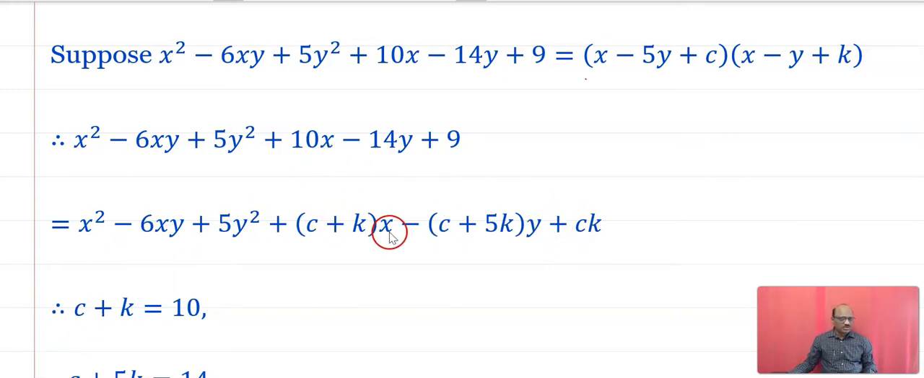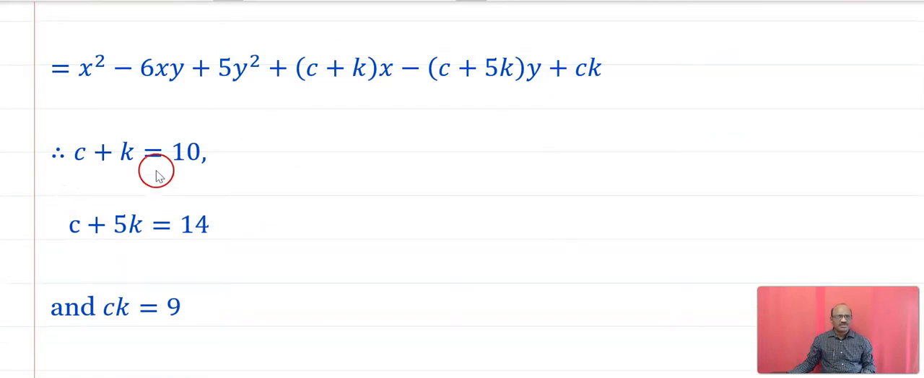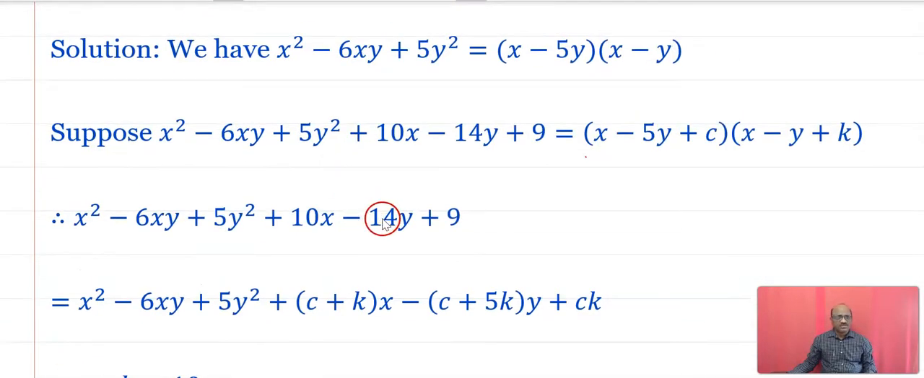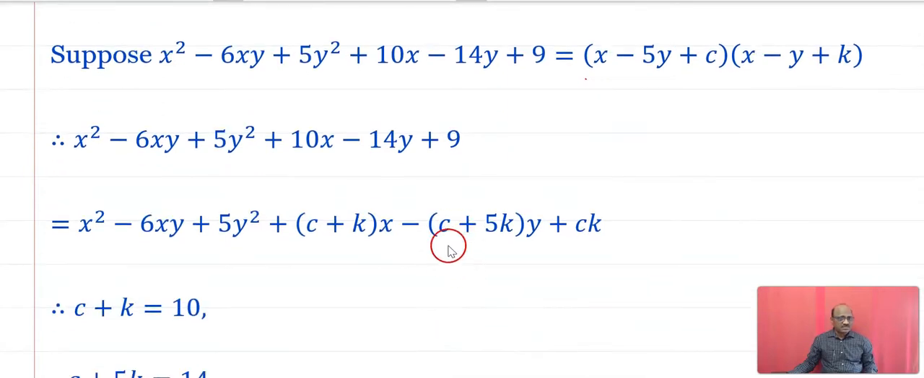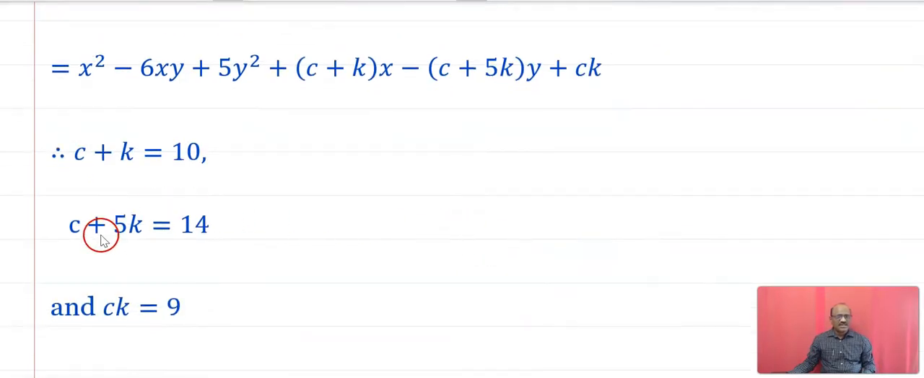What is the coefficient of x? On the right-hand side it is c + k, and on the left-hand side it is 10. Therefore c + k = 10. And the coefficient of y is -14. Here it is -(c) - (c + 5k)... Therefore c + 5k = 14.